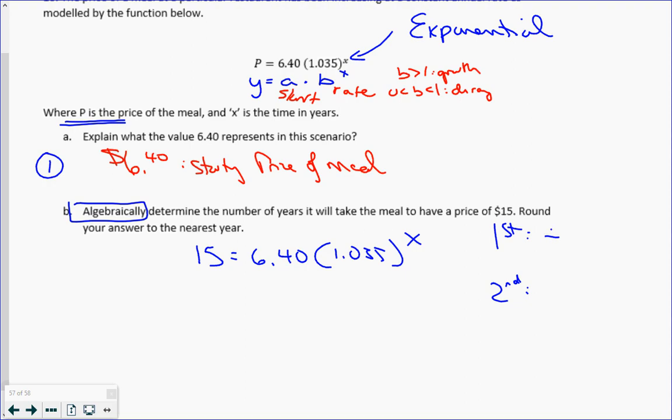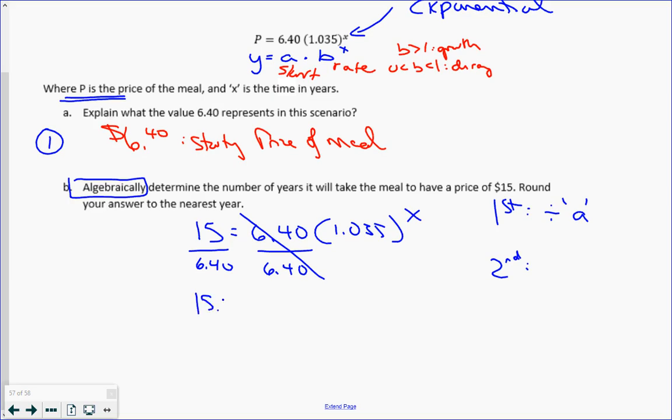Step number 1 is to divide both sides by the a value. So we're going to divide both sides by 6.40. So I would leave it just like this because it's probably a pretty nasty little decimal. Okay, second step, convert it to a log. So it's always the same 2 steps, always in that order.